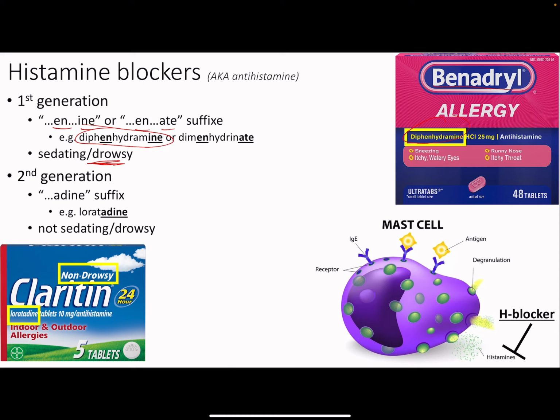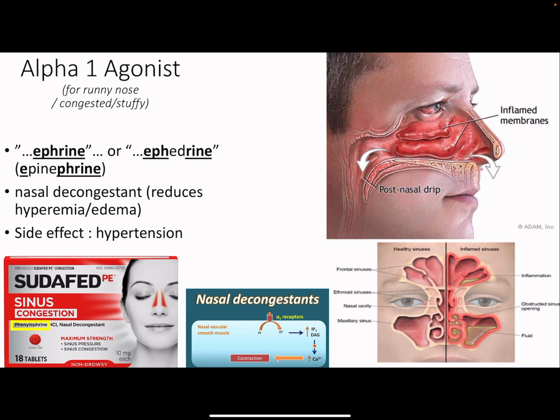That's what separates the first generation from the second generation. The second generation ends in -adine, example, loratadine, also known as Claritin. And this is non-drowsy, which is its main feature. So these are basically going to block the effects of histamine.